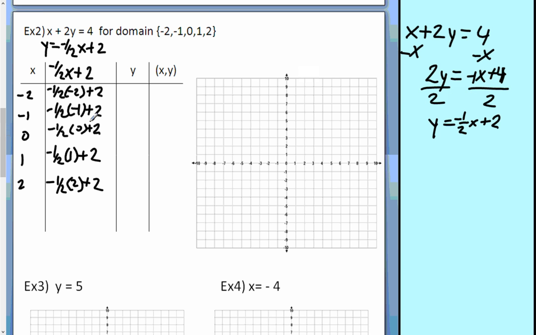All right, so go ahead and solve each one. Negative 1 half times a negative 2, well, a negative times a negative is a positive, and half of 2 is 1. So negative 1 half times a negative 2 is 1, plus 2 is 3. If you make a mistake on your assignment tonight, it's going to be because of dropping signs or something. A negative times a negative here is a positive, so half of 1 is a half. So 2 plus a half is 2 and a half.